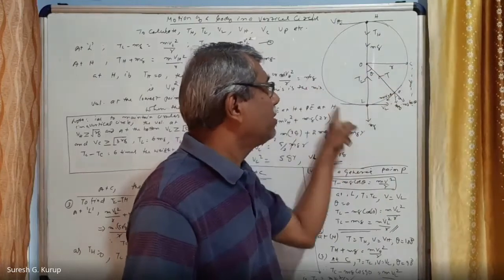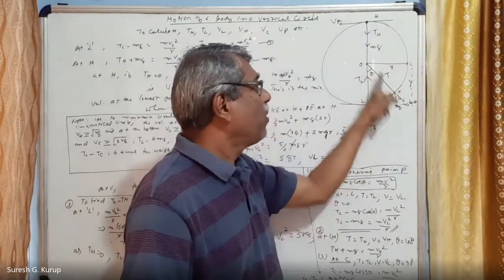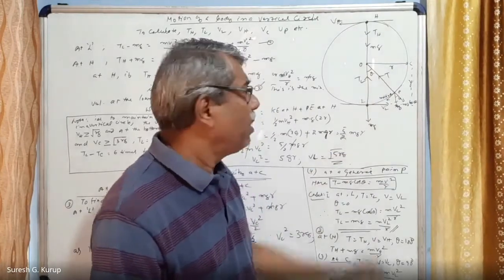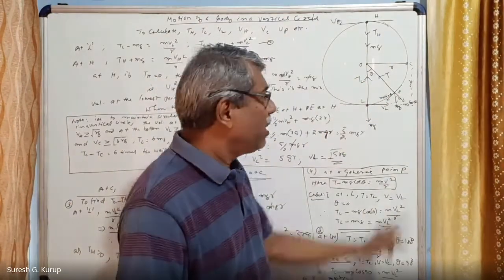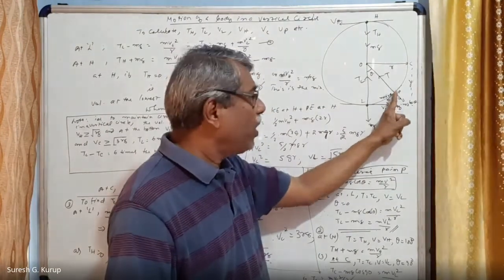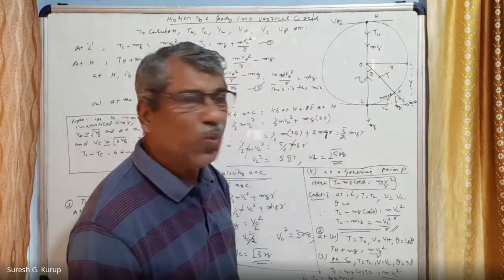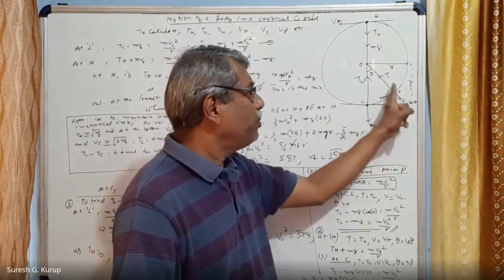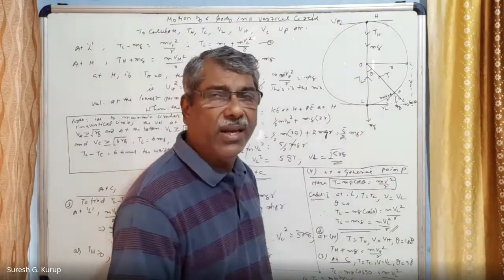The body is traveling like this. When it reaches this point, with the vertical diameter, the radius makes an angle theta. At this point P, the body has reached. At this position, the weight of the body is acting vertically downwards. So this weight mg can be resolved into two components: one is mg cos theta and the other is mg sin theta.